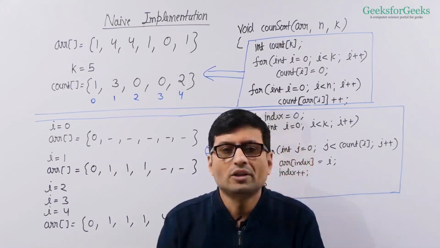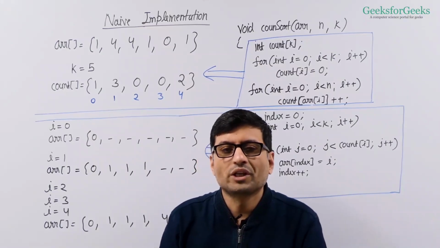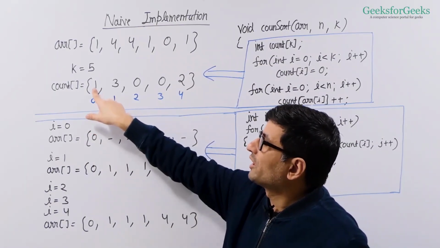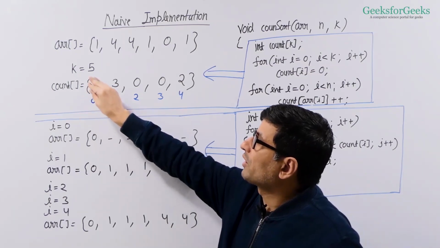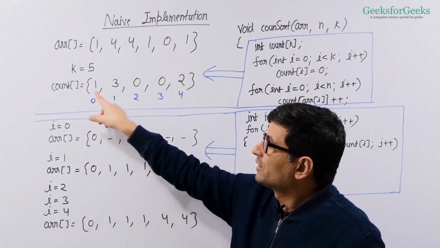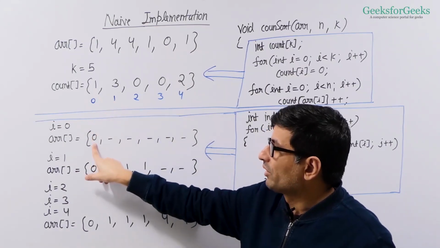Now once we have built the count array, how do we use this count array to sort the input array? In this simple implementation, we are using this simple idea. We know that 0 appears 1 time, so we run a loop for count of 0, how many times 0 appears, and put 0 those many times. Since it appears 1 time, we are going to put it only once.